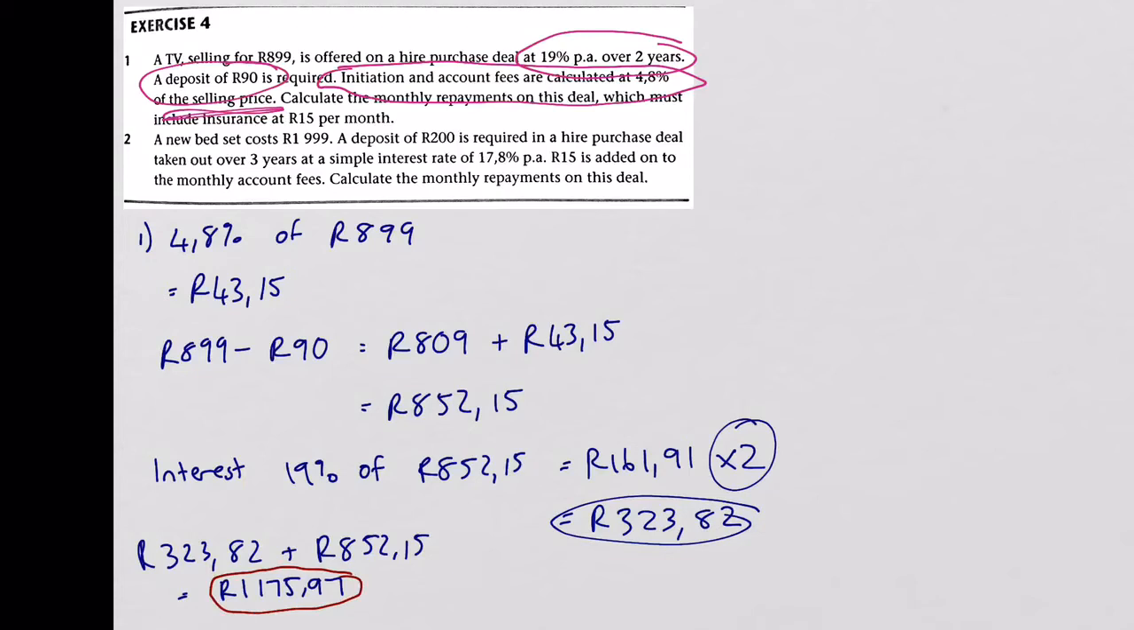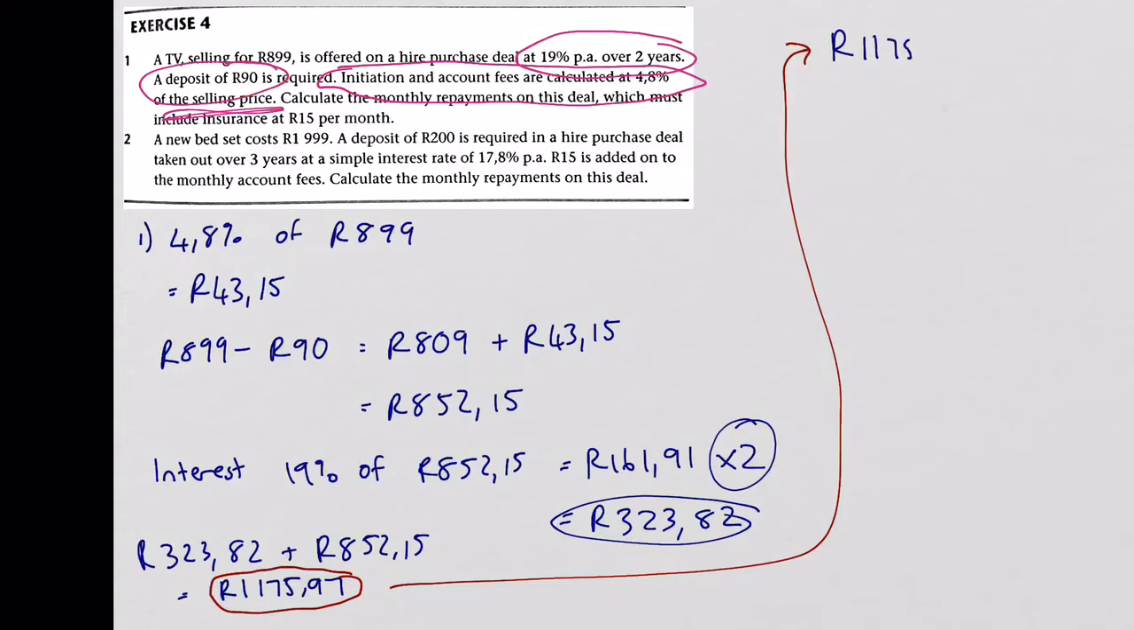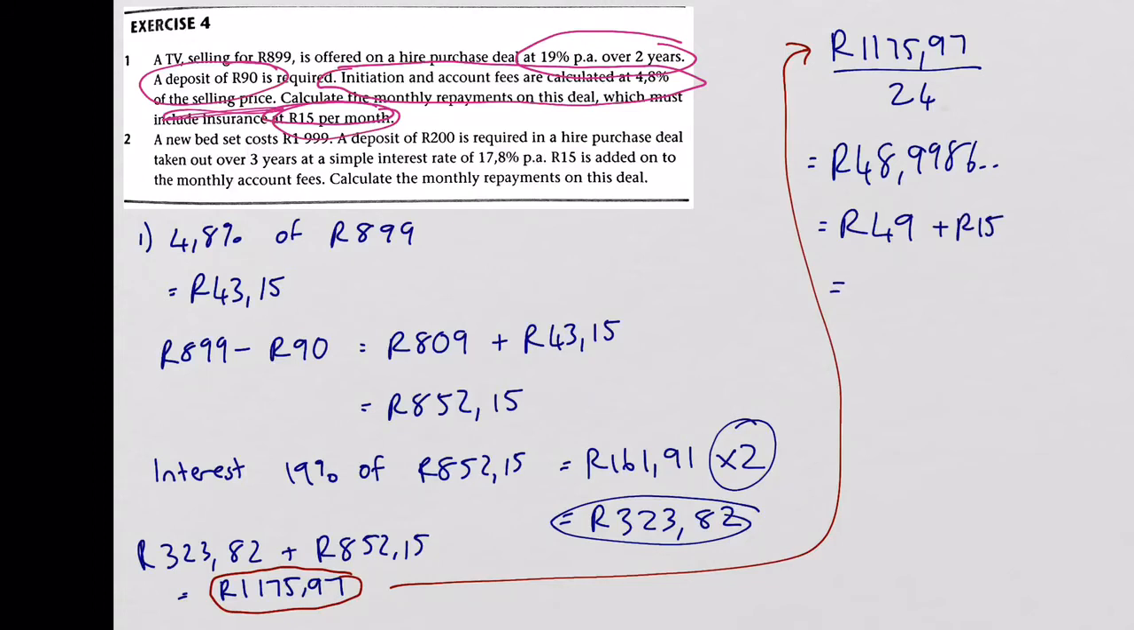To get the monthly rate, we're going to say 1,175 Rand 97 cents and divide that by 24 for the 24 months in the 2-year period. And that gives us 48 Rand 9986, etc. So we can round that up to 49 Rand. So that's the amount that she should pay per month. But remember that there's a 15 Rand insurance per month. So we're going to add that 15 Rand insurance to the 49 to get a total of 64 Rand per month.